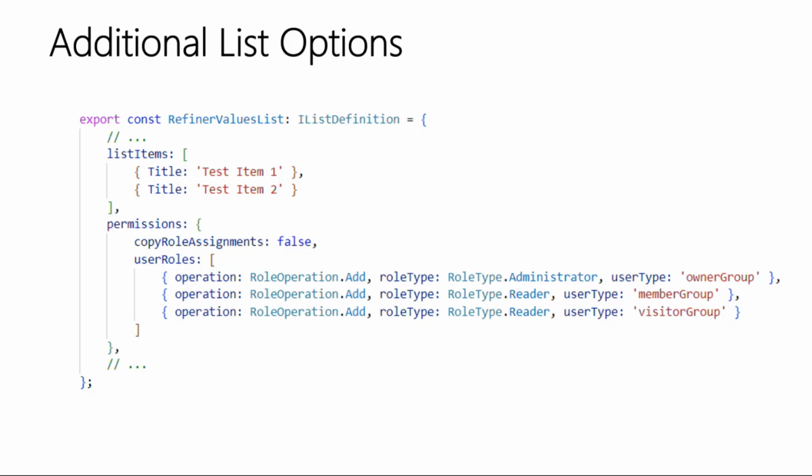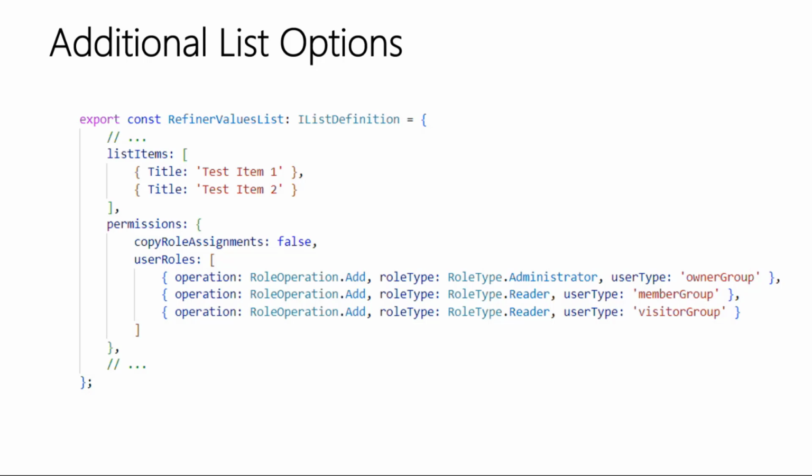The next property allows you to configure permissions for the list. If you specify permissions, the provisioner will automatically break role inheritance on the list and perform the specified role operations, such as adding the site owners group with a role of administrator to the list permissions. You can also specify custom SharePoint groups here.